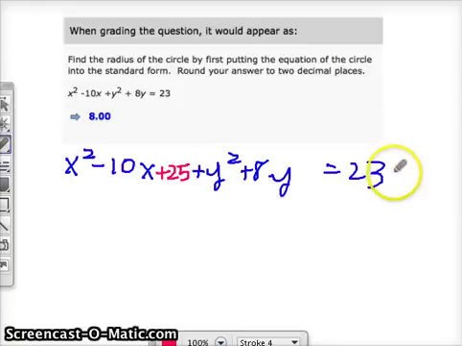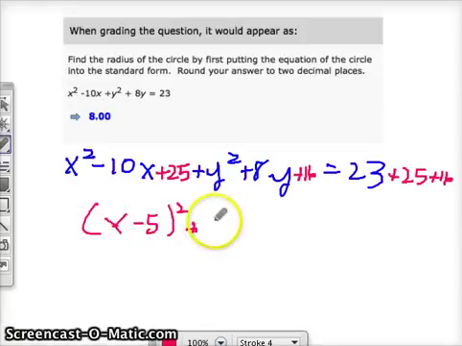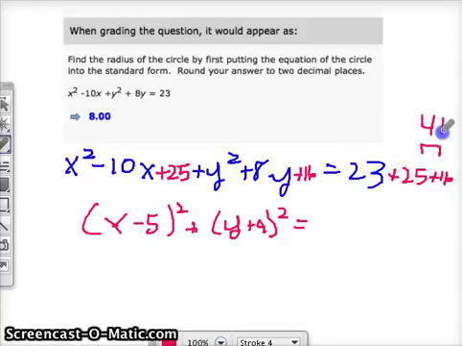Okay, I just added 25 to the left side, so I better add it to the right side. Let's do the y. Half of the 8 squared is 16. Okay, now I'm going to factor this as a binomial squared. And I'm going to factor this, y plus 4, right? Squared. Now, I got to put all of this together. 23, well, this looks like 41, okay? 41 and 23 is 64.